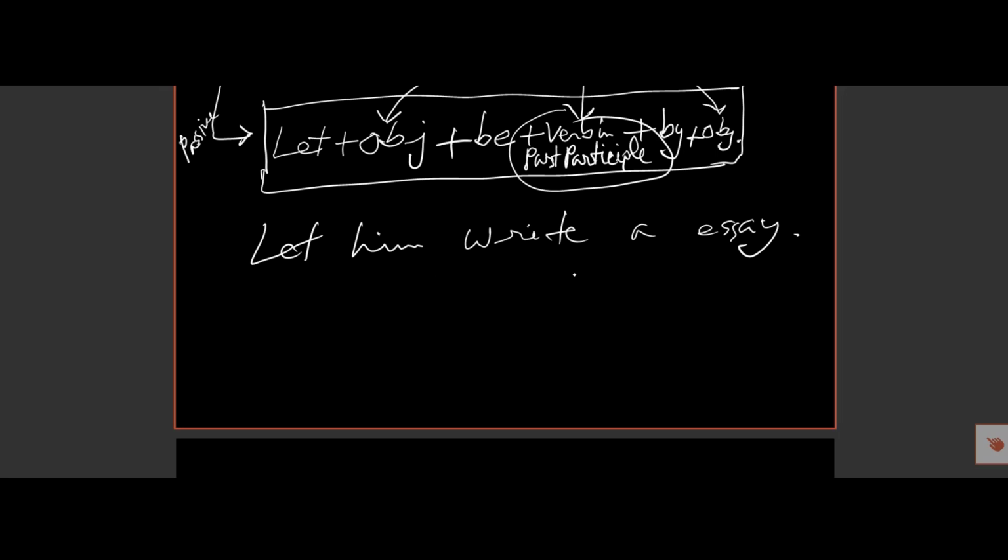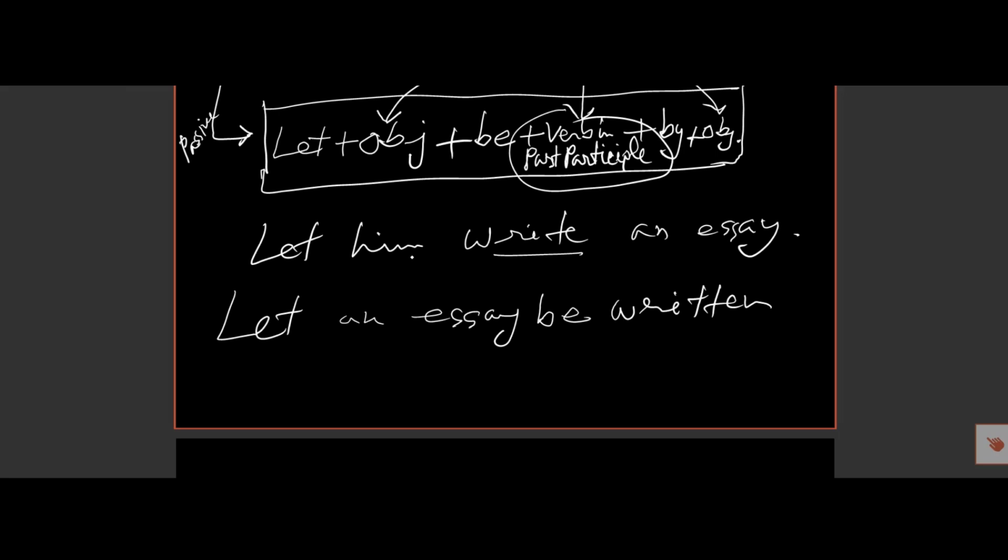So let him write an essay. We know the verb is in the present form, so it is in the active voice, and it is an imperative sentence, so we must begin the passive voice with let. Let an essay, let an essay, and after the object we must put be, and the verb will be past participle. Write will be written, and let him becomes by him.